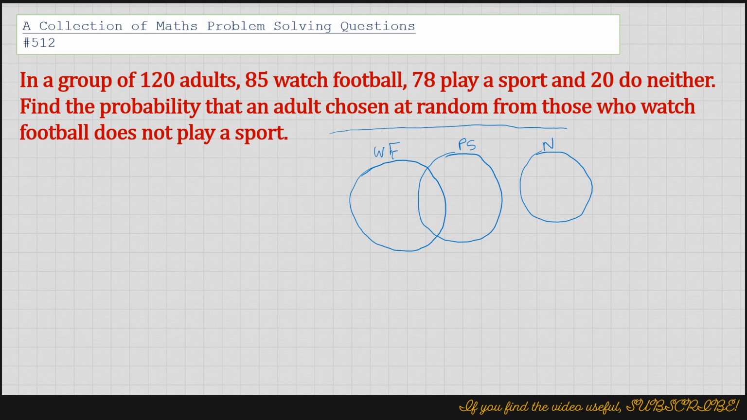and they are all in the universal set of a group of adults, so they are all adults and there are 120 of them. So what do we write here? The ones who do neither, that's very clear that 20 of them do neither, so the 20 goes there. The others are, there's an overlap. So what I'm going to do is say X people watch football only. Y people is the overlap between watching football and those who play a sport, and playing sport only is Z.